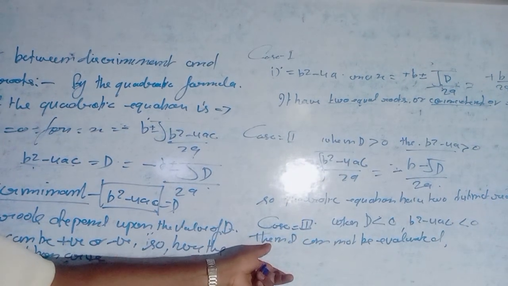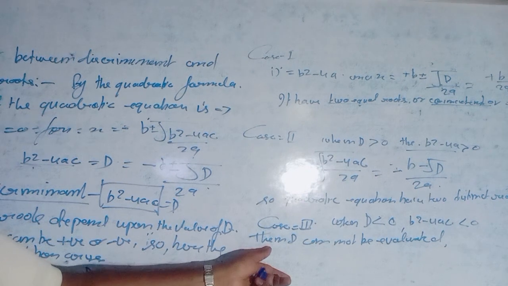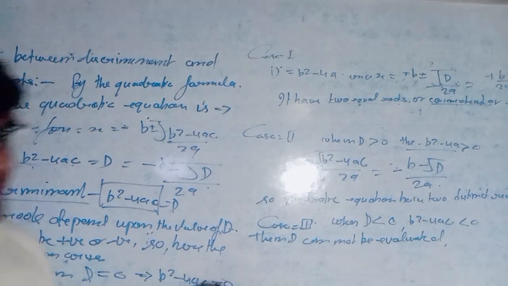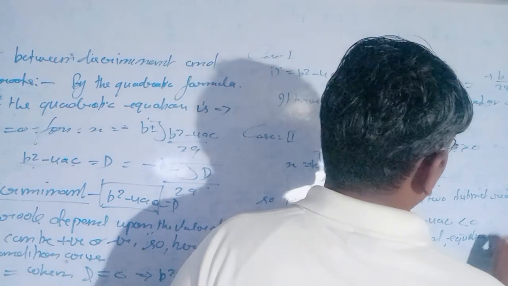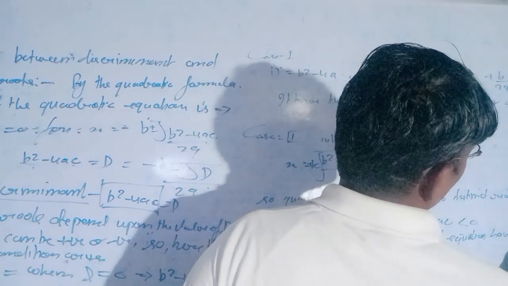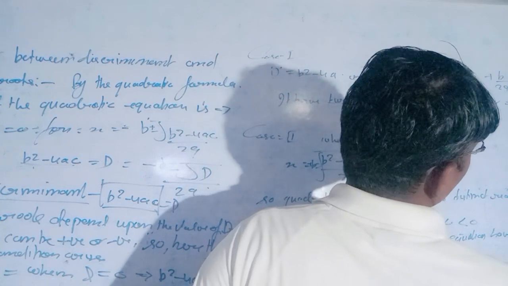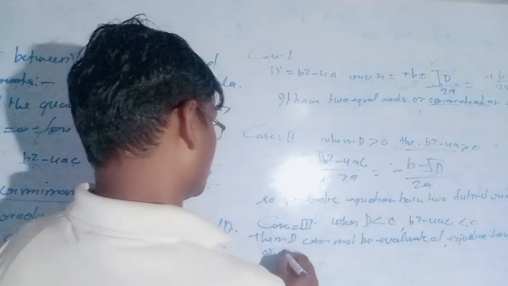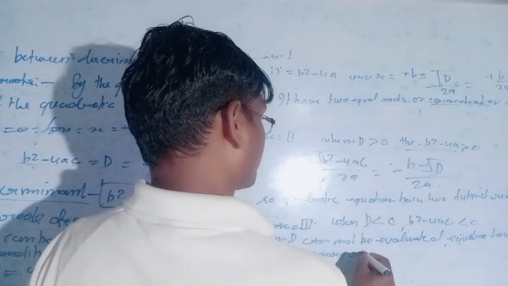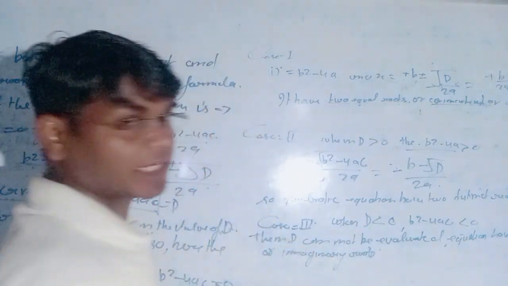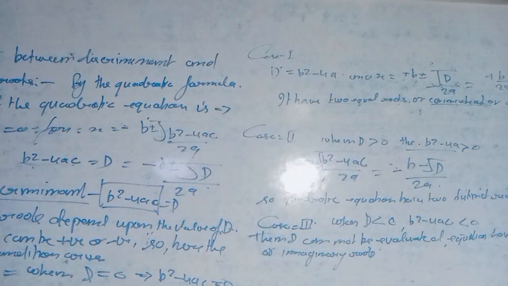So we can say that there is no real number whose square is this. So the equation has no real roots, or imaginary roots. With the help of that, we can consider the quadratic equation.